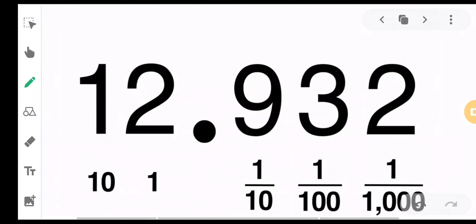Students, as you can see on your screen, 12.932 is a decimal number. Here 2 is in the ones place, 1 in the tens. This is known as the decimal point, and 9 is 1 upon 10th, 3 is 1 upon 100, and 2 is 1 upon 1000. So, how do we understand this point and these places?